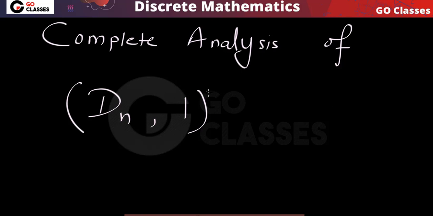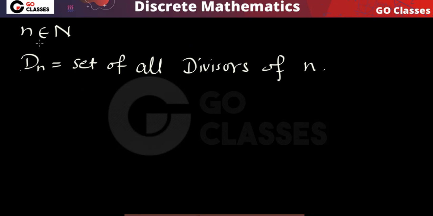Hi everyone. In this lecture, we will do the complete analysis of this lattice, the divisibility relation where the base set is Dn. So what is Dn? First of all, let's understand what Dn is. If n is a natural number, meaning a positive integer, then Dn is basically the set of all divisors of n. This is your Dn.